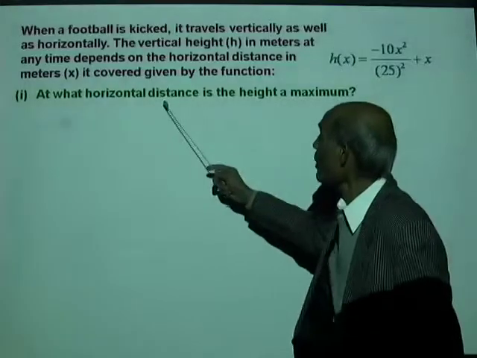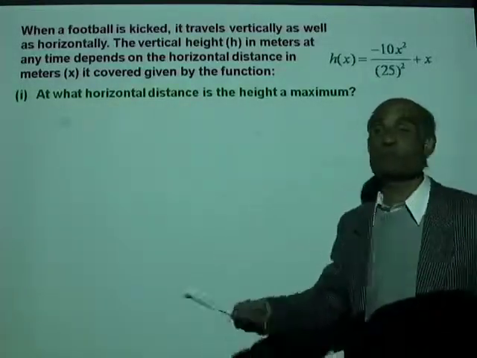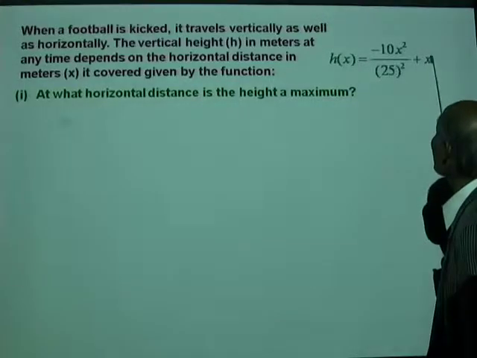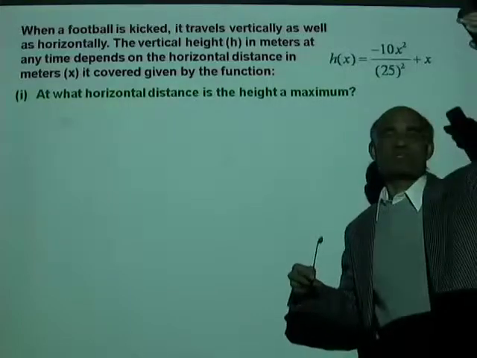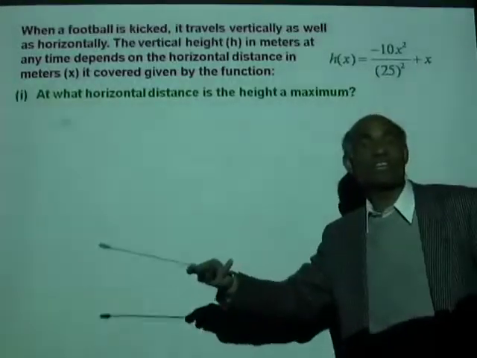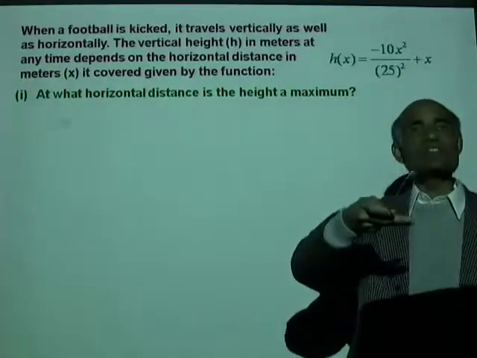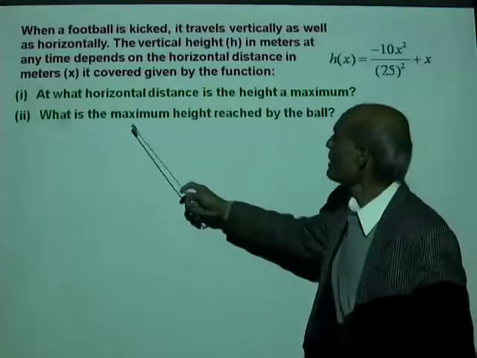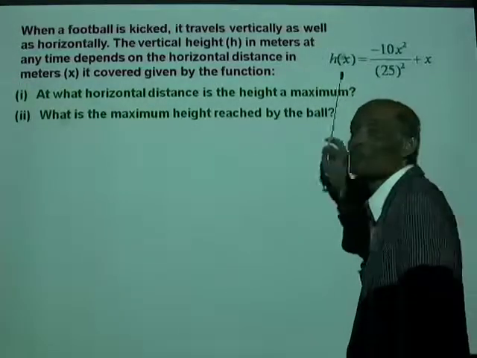Now, at what horizontal distance is the height a maximum? What it means is that what is the value of x when h becomes a maximum? H is the function and x is the independent variable. The x is the input, h is the output here. What is the maximum height reached by the ball? What is the maximum value of the function?